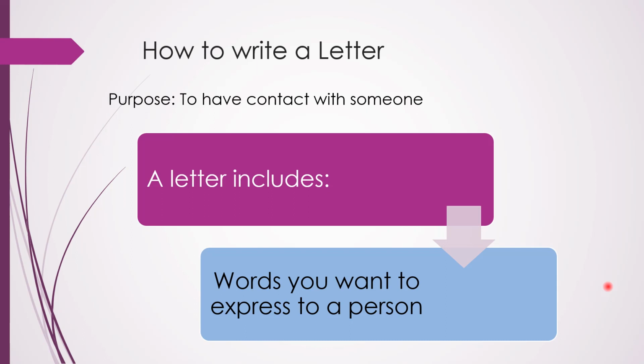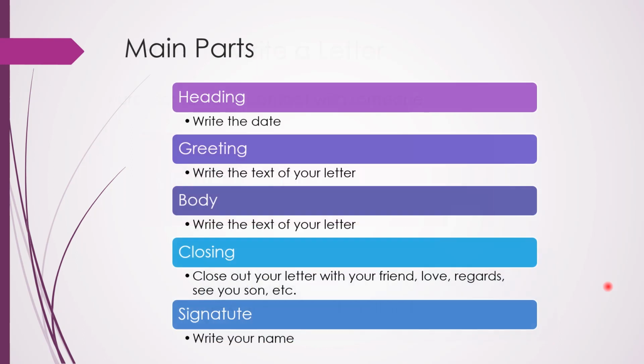What does a letter include? Well, first of all, you have to include words that you want to express to a person. But not only that, we have to check that we cover the main parts. Let's go one by one. The first one is the heading. What is the heading? The heading is where you are going to include the address and the date.